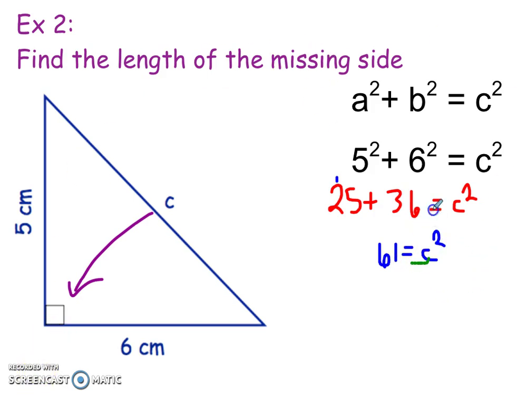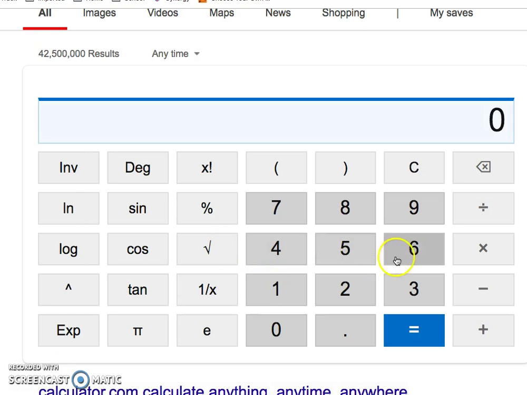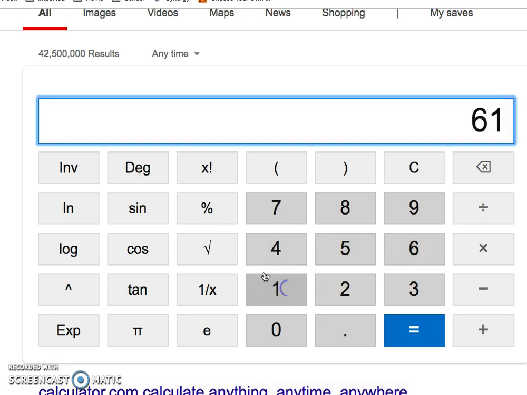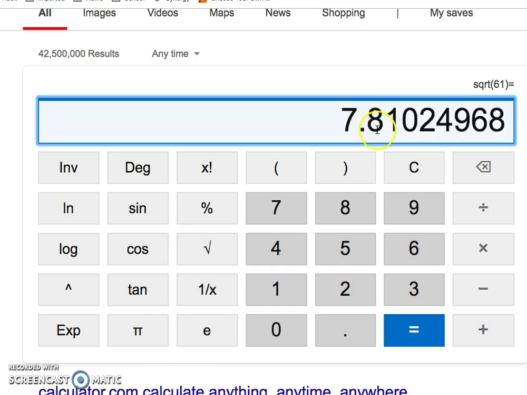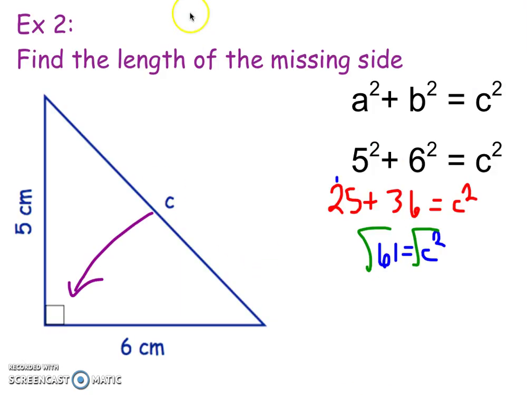Again, I don't care what C squared is. I want to know what C is. So I'm going to take the square root of each side. Square root of 61 to the nearest tenth, I don't know what that is off the top of my head. So I'm going to go ahead and use a calculator. So I'm going to do the square root of 61, which gives me, to the nearest tenth, 1 decimal place, the number behind it is less than 5, so I'm going to keep it the way it is. So that's going to give me 7.8 centimeters.